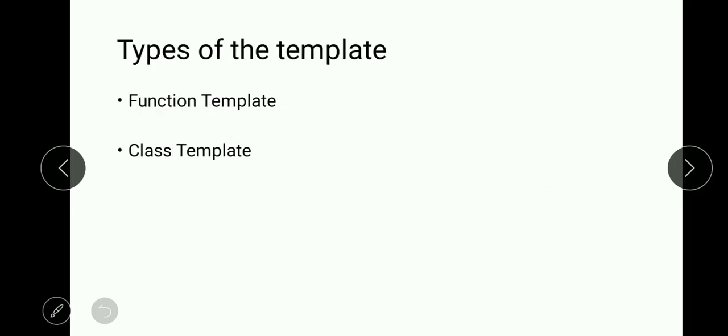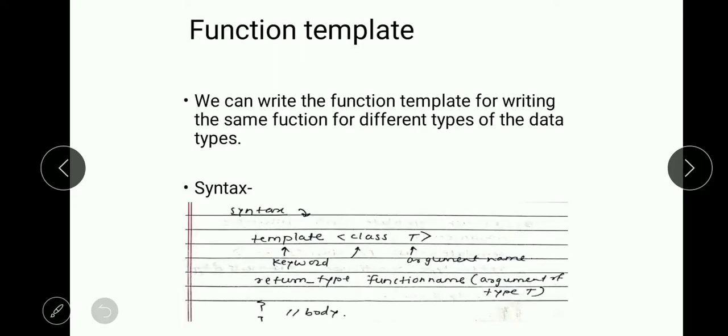Inside the template, there are two types of template. The first one is function template, which is related to the function, and the second one is class template, which is related to the class. So here we just discuss the first, that is function template. Inside the function template, we can write the same function for different types of data types.